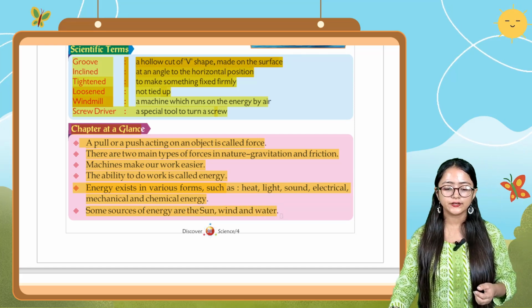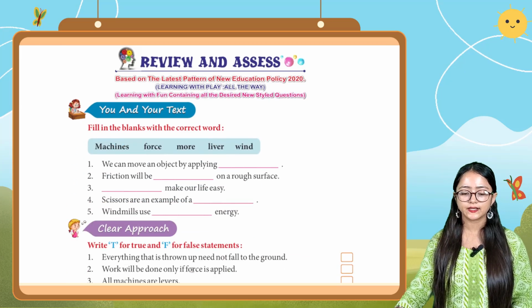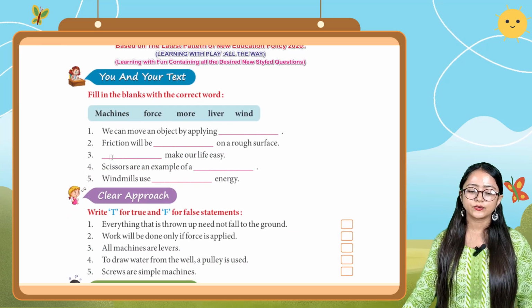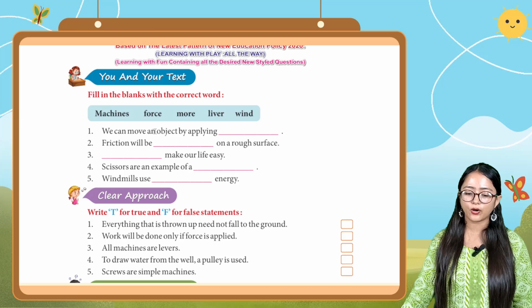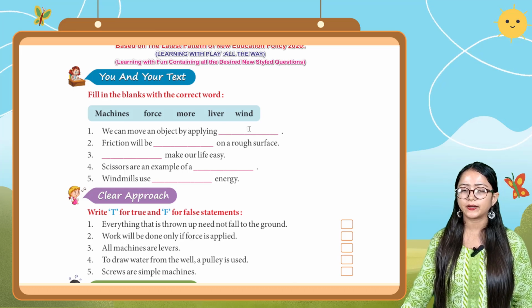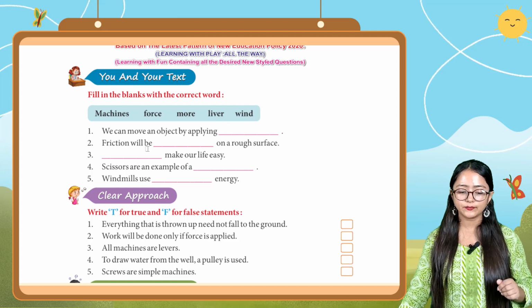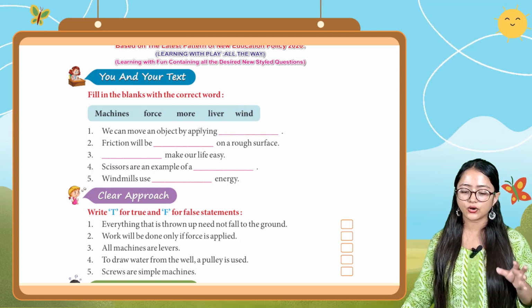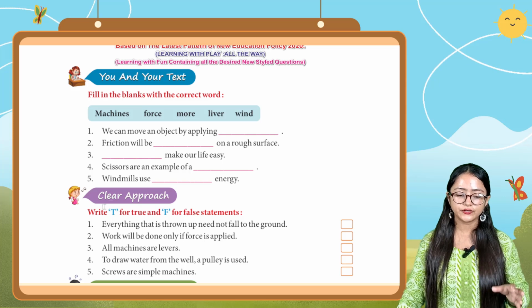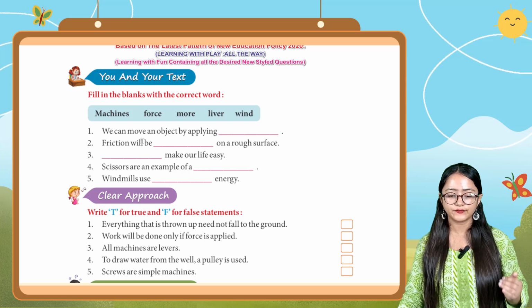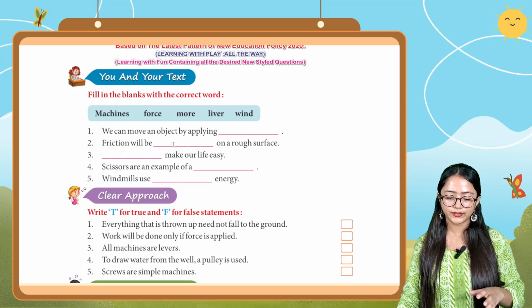Okay students, now we're going to do some exercises. First one is fill in the blanks. In the first question, we can move an object by applying dash, by applying force. So you have to write force in this blank. Second one, friction will be dash on rough surface. Friction will be more on rough surface. So you have to write more in this.